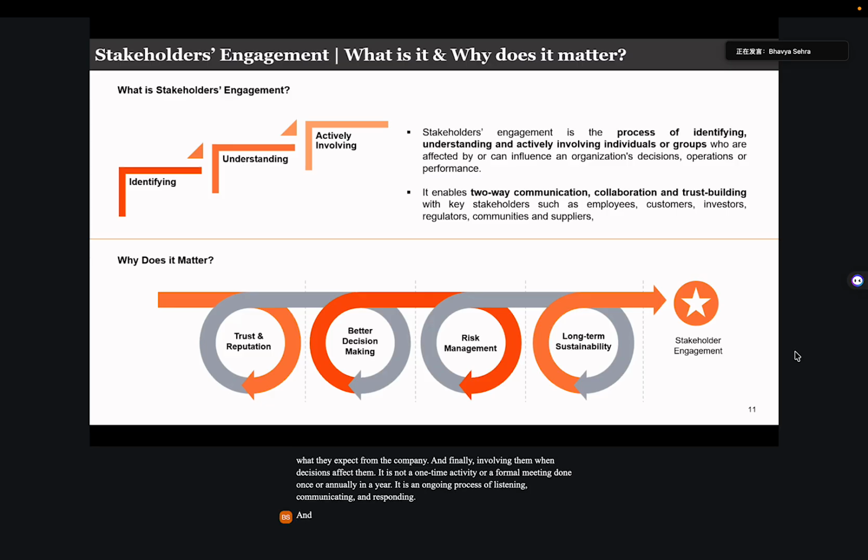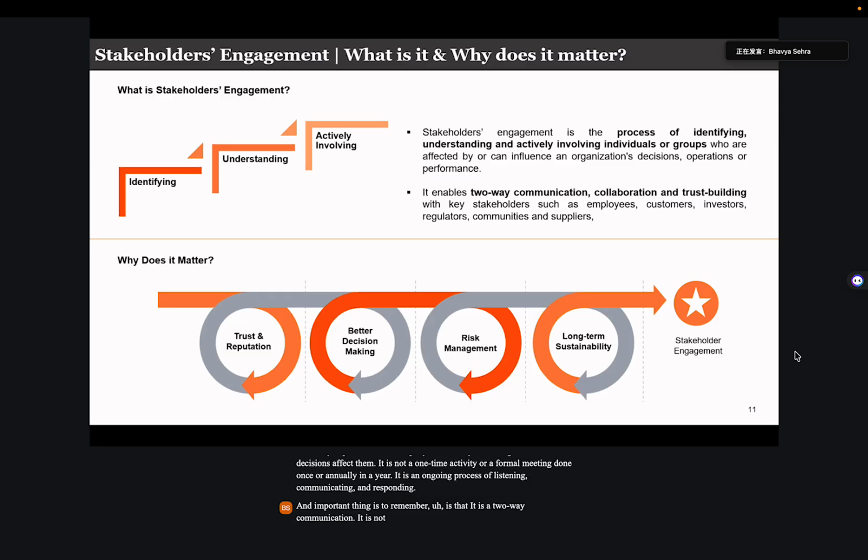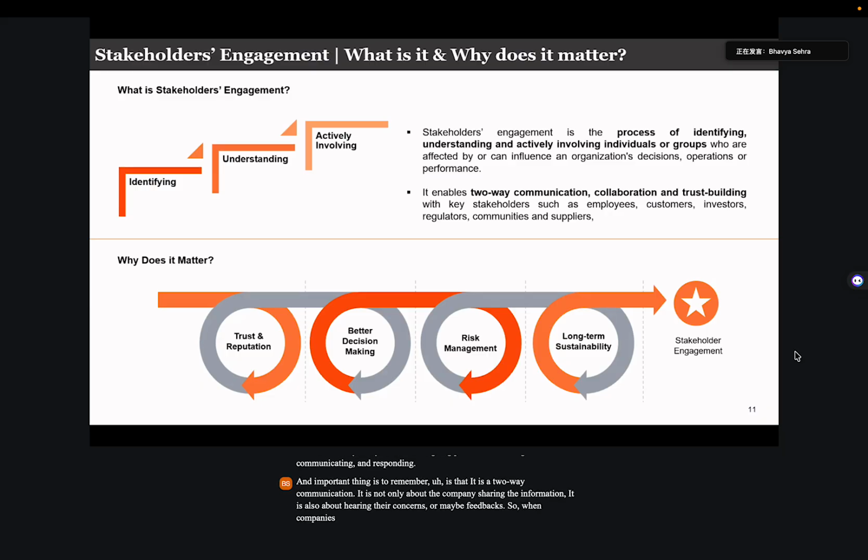An important thing to remember is that it is a two-way communication. It is not only about the company sharing information, it is also about hearing their concerns or feedback. So when companies regularly talk to their employees, customers, investors, regulators, or the community at large, they are building confidence over time. And this confidence becomes valuable when the company faces challenges.